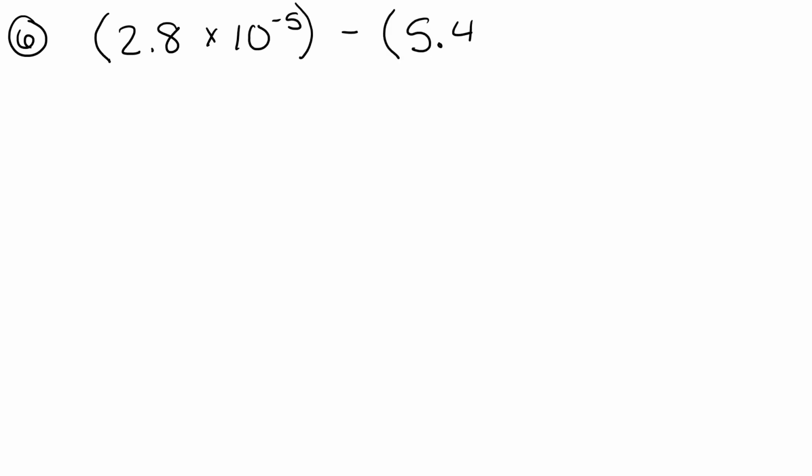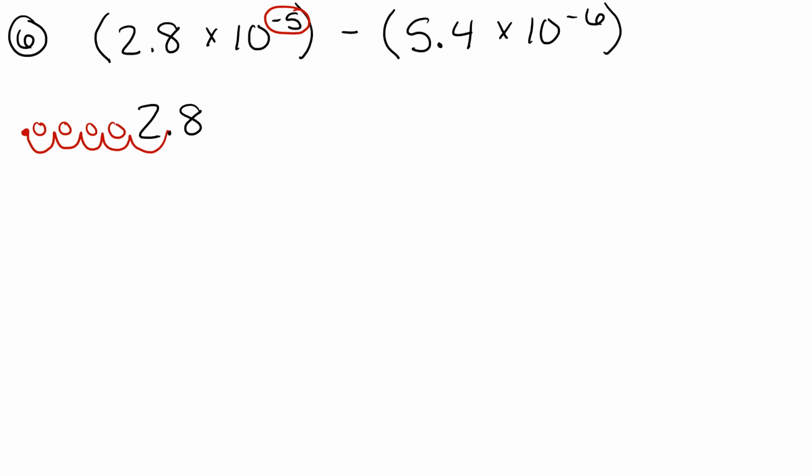For problem number 6, we have the number 2.8 times 10 to the negative 5th. And we're going to subtract that from 5.4 times 10 to the negative 6th. We're going to start with 2.8. We're going to move our decimal 5 times, but because it's negative, we're going to move it towards the front, so the zeros are in the front. 1, 2, 3, 4, 5. Filling in those place values with zeros. And then rewriting our answer more clearly.